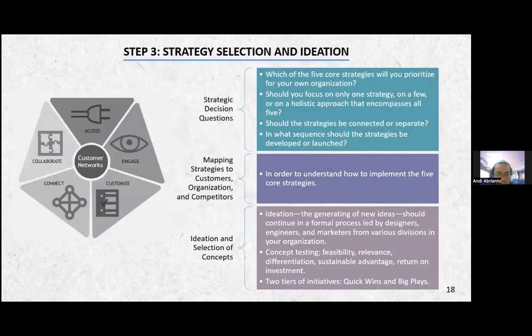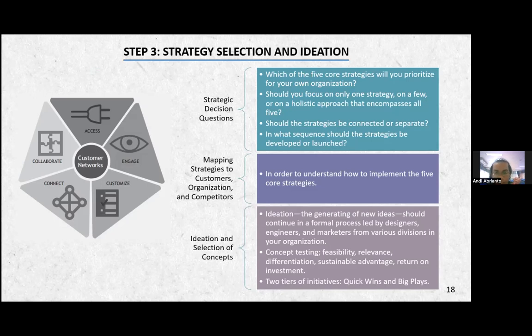Okay, the third step in customer network strategy planning is where managers must decide which of the 5 core strategies to pursue, develop specific ideas for new innovations and initiatives, and then select which of these to include in their final plan. First is strategic decision questions. In selecting from the 5 core strategies, which are access, engage, customize, connect, and collaborate, we will want to explore and answer a set of key decisions.